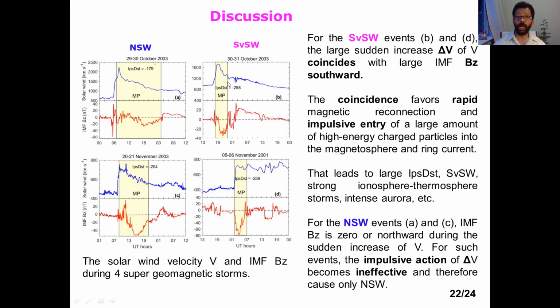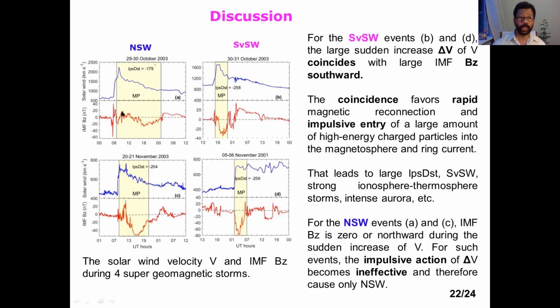So what physically happens is, when the CME comes, the action of velocity and magnetic field will be simultaneous, but for understanding, I consider it separately. First, suppose the IMF Bz opens the magnetopath. Then the CME front impulsively pushes high energy charged particles, a large number of them, into the magnetosphere and ring current. That gives rise to the impulsive action leading to geomagnetic storms with large IPS DST, ionospheric storms with strong positive ionospheric storms, and low latitude aurora expands and can be observed even from lower latitudes.